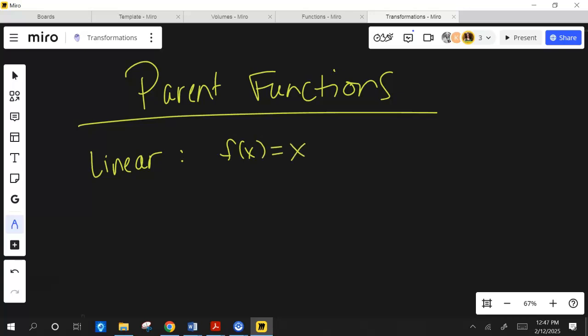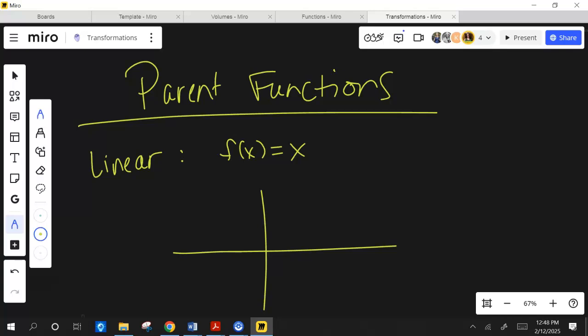These are called parent graphs because they are before we do anything to them. We're going to talk about sliding, flipping, stretching, shrinking these graphs, but we have to start somewhere. The parent graph is where we start, okay? So the first one we're going to talk about is linear. You should know this one like the back of your hand. This is easy, right? A linear function that has no slides, stretch, or shrink is just y equals x. And it just looks like this.